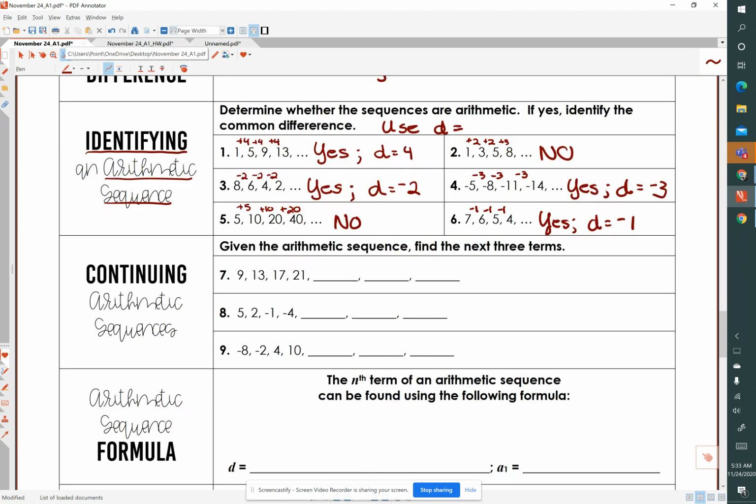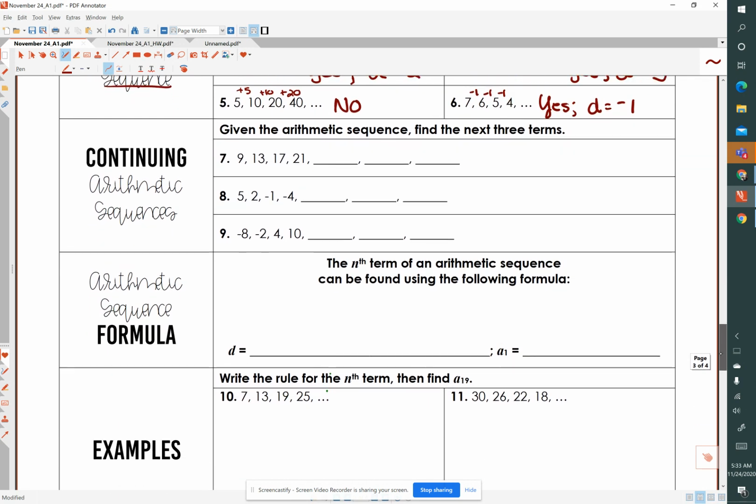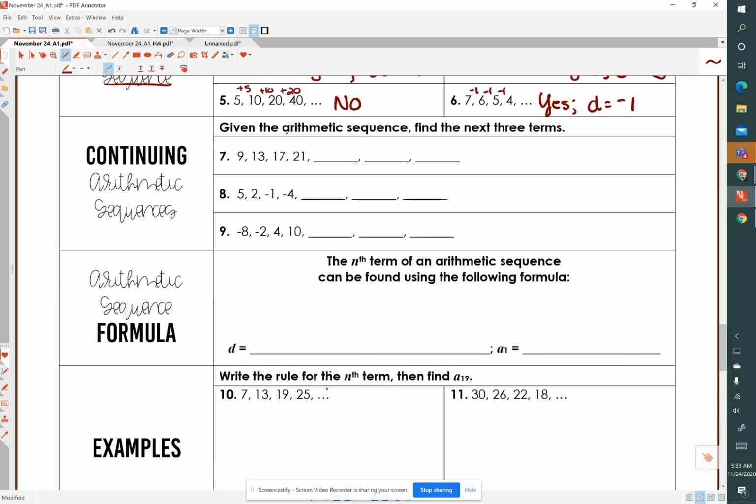So now we're continuing with arithmetic sequences that have been given to us. Given the arithmetic sequence, we're going to find the next 3 terms. So these are all already a yes. We know they are already arithmetic sequences. So what's happening between 9 and 13? It looks like we're adding 4. 13 plus 4 is 17. 17 plus 4 is 21. 21 plus 4 is 25. 25 plus 4 is 29. 29 plus 4 is 33.